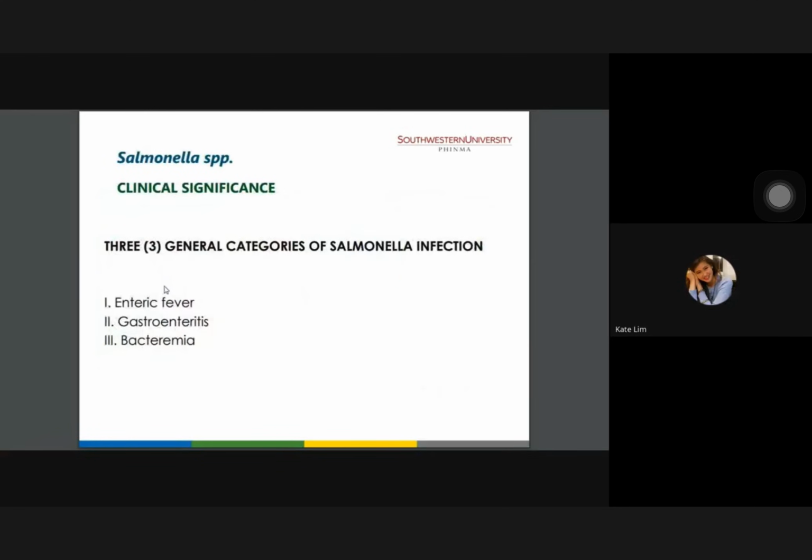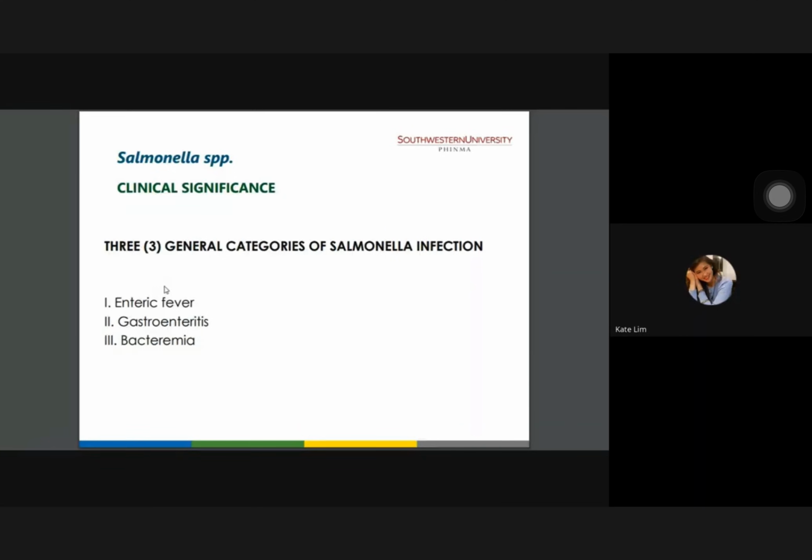Okay, so let's proceed to the next. There are different ways Salmonella can make us sick, and each has different symptoms and causes. A while ago, I already introduced to you the enteric fever, the gastroenteritis, and then the bacteremia. I haven't introduced bacteremia yet, but you are already aware what bacteremia is.